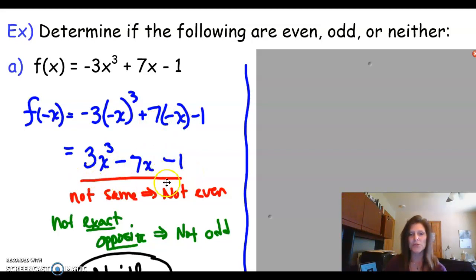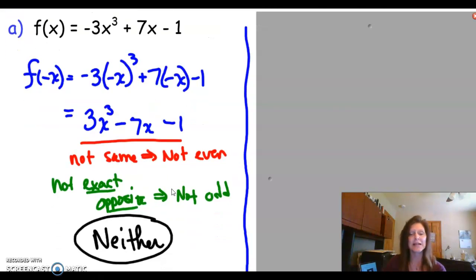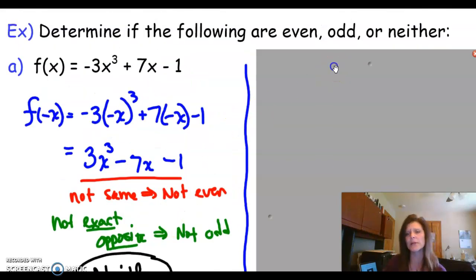So I want to compare this to the original. It's obviously not the same, so we do not have an even function here. Is it the opposite? And by opposite, we mean exact opposite. Well, it's negative 3x, positive, okay? Positive 7, negative 7, good. But the problem is here we have a negative 1 and it's still a negative 1. So it's kind of opposite, but not completely. So if it's not the exact opposite, it would be neither. That tells me if I were to graph this, it would kind of look like origin symmetry, but it wouldn't line up perfectly. Let's look at another one.